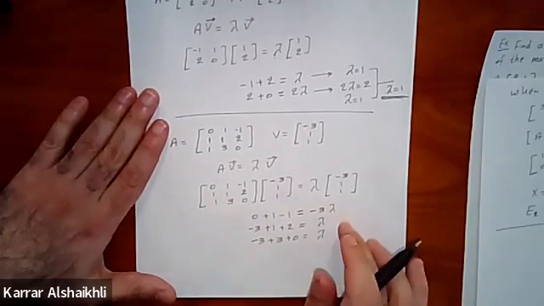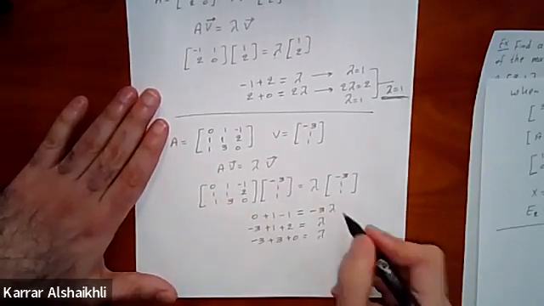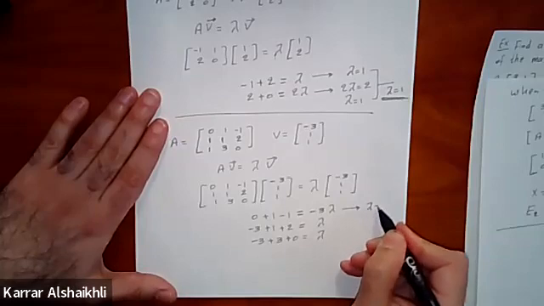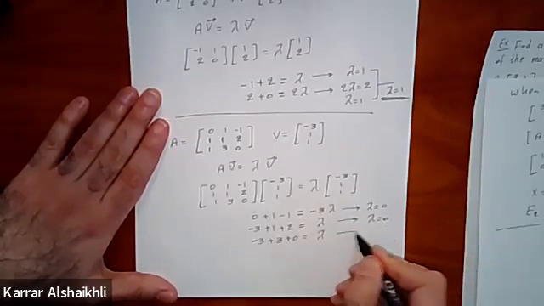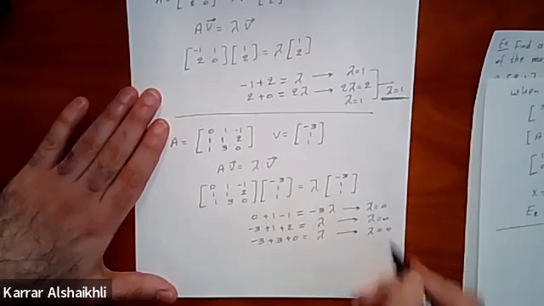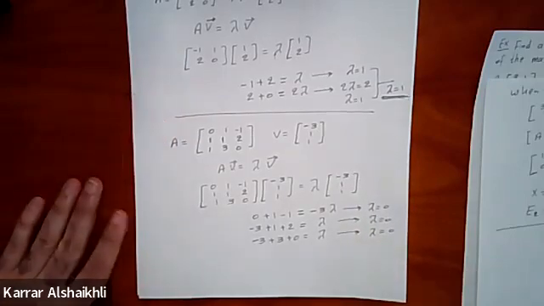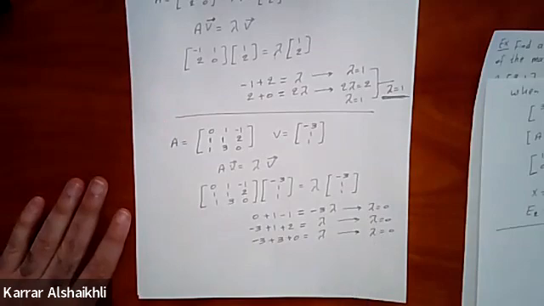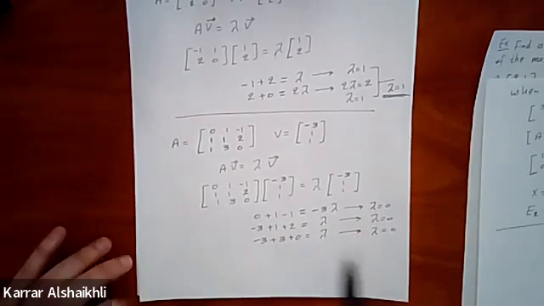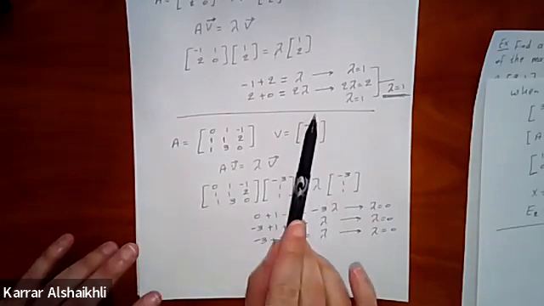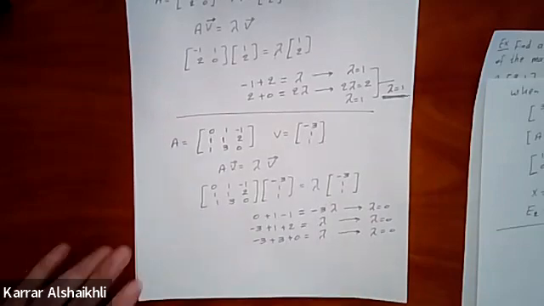Check the lambda from these 3 equations. From the first one, lambda equals 0. From the second one, lambda equals 0. From the third one, lambda equals 0. If you get one of these lambda not equal to the other, what are you going to say? You're going to say that V is not the eigenvector for this matrix.